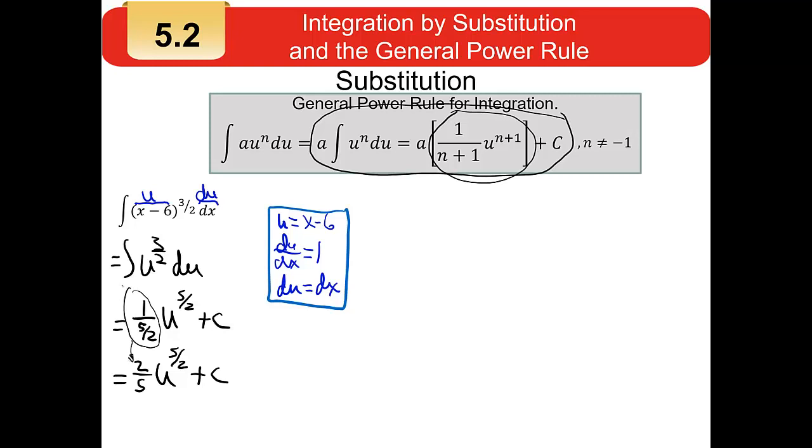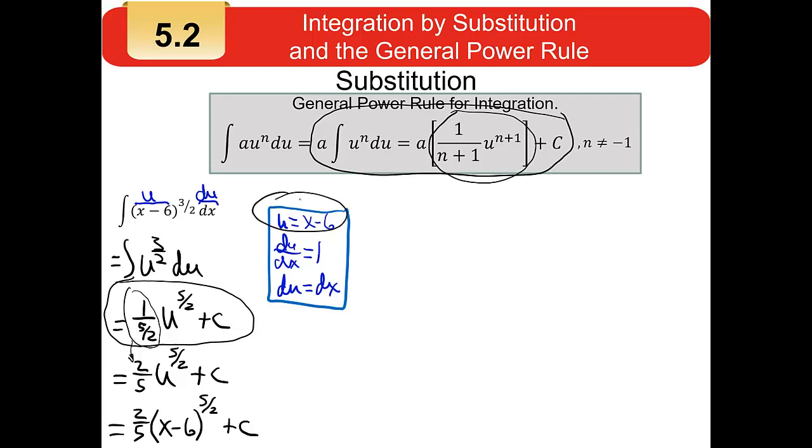So I would hope at some point you could consider this to be a skippable step. You can just remember that 1 over 5 halves is going to be 2/5. And then, of course, the last step is to get rid of the u's. You know that u is equal to x minus 6. Get rid of the u's and put in x minus 6. And bingo, you have the answer.